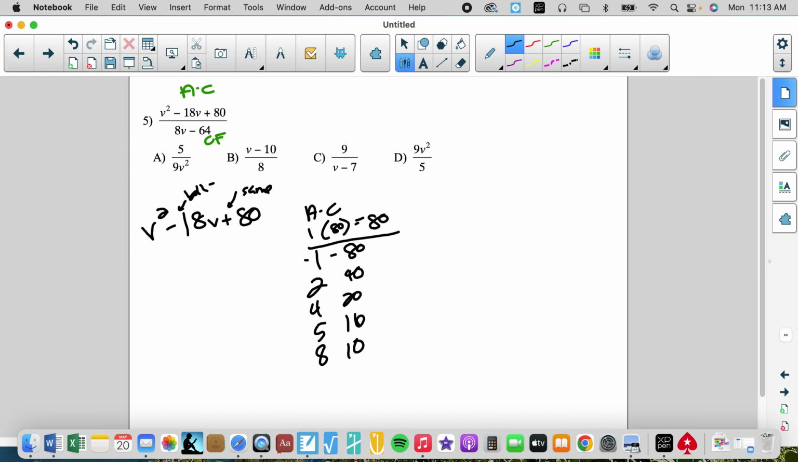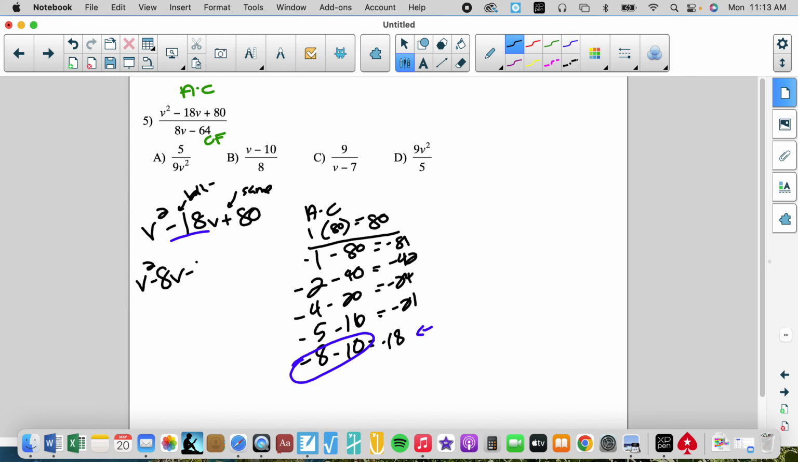So negative, negative. That's negative 18. That's negative 21. That's negative 24. That's negative 42. And this is negative 81. Which one's equal to my middle? My middle is negative 18. That's this one. And so I'm going to break it up with those two factor pairs. V squared minus 8V minus 10V plus 80.